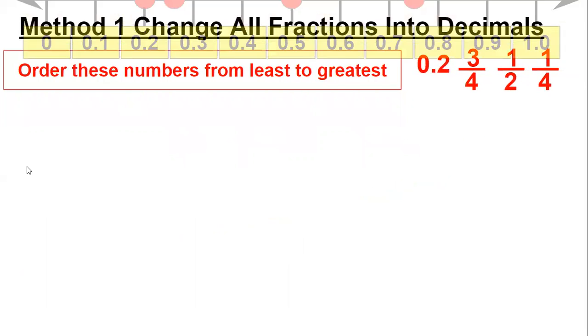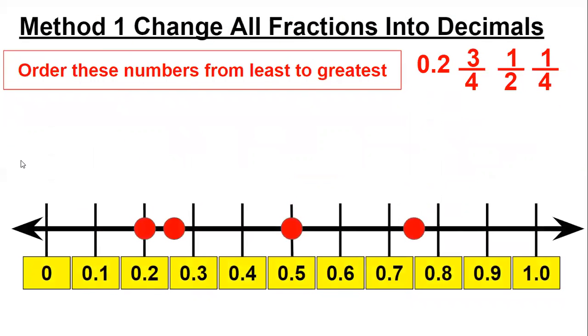And our last step for method 1, there's our number line again, is to list them in order from least to greatest. So I'm rewriting them back in their original way so that I remember what's what. So remember the 1/4 was the 0.25, the 1/2 was the 0.5, and the 3/4 was the 0.75.